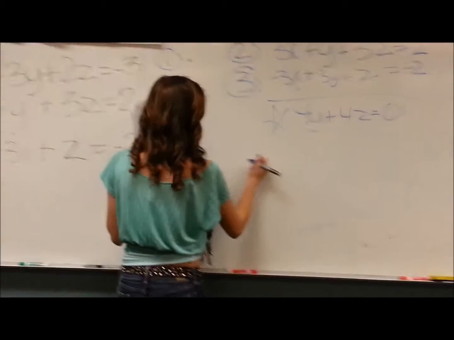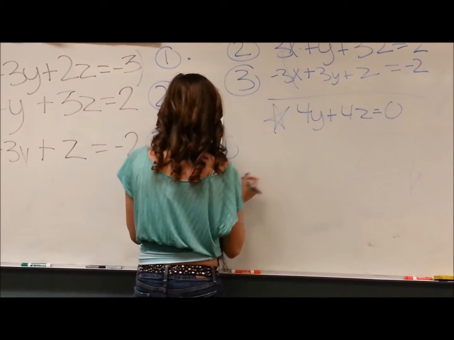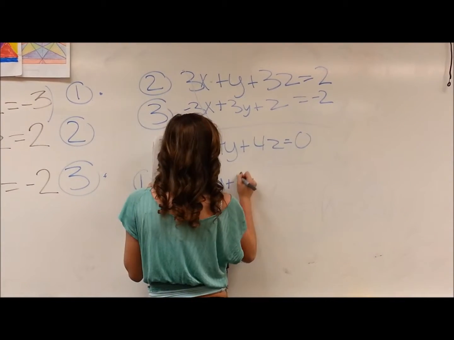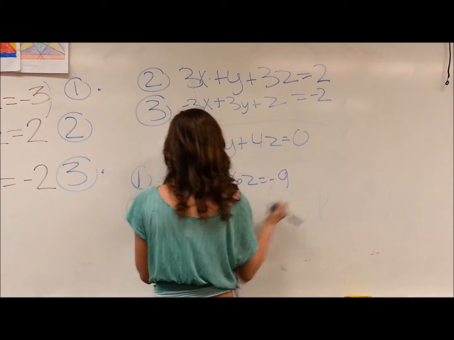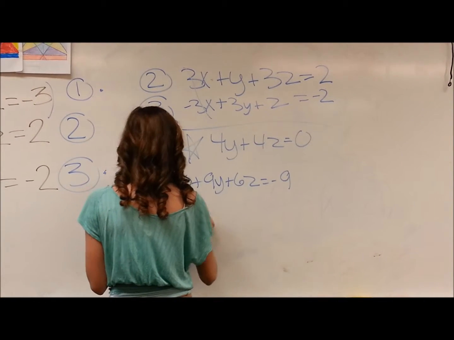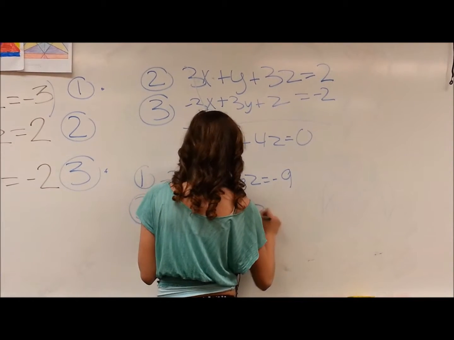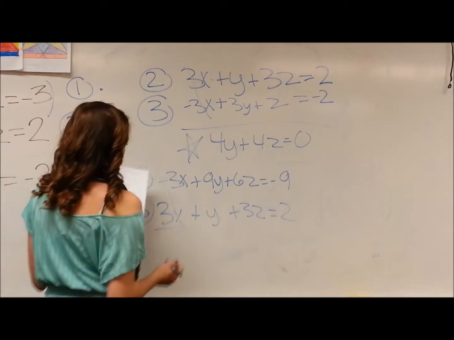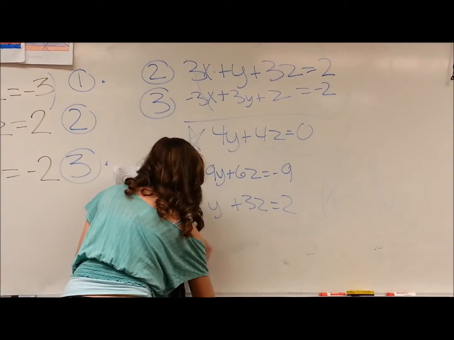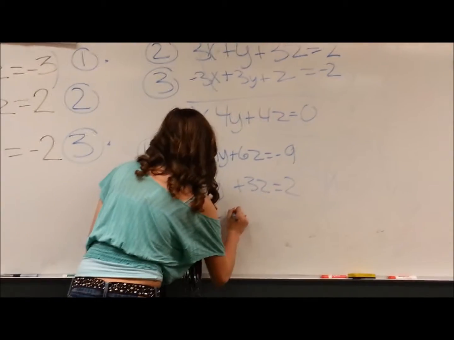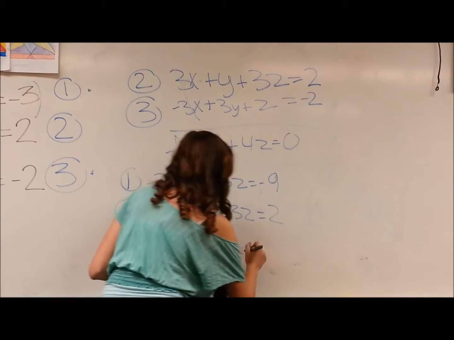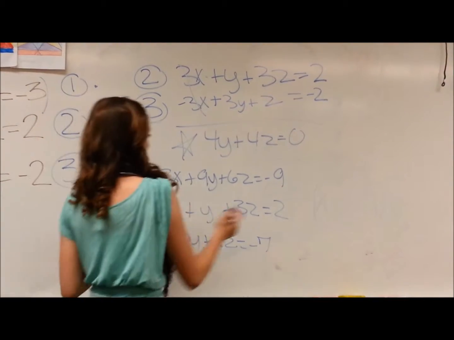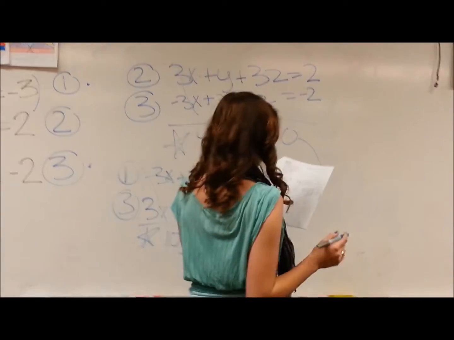So you're going to rewrite it, and it's going to be negative 3x plus 9y plus 6z equals negative 9. Then you're going to write it again as 3x plus y plus 3z equals 2. You're going to solve for the equation. So it's going to be 10y plus 9z equals negative 7. Star that equation.